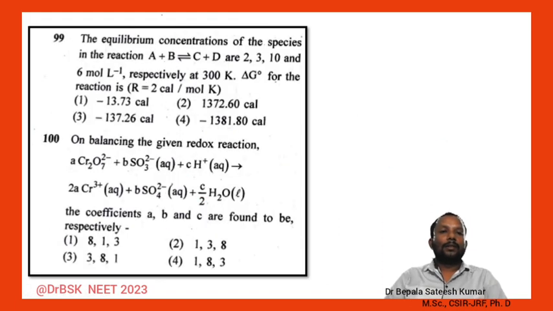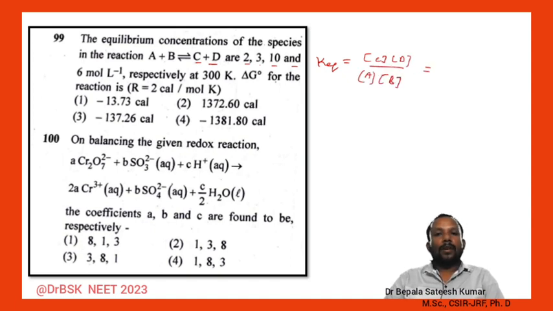Now coming to the next question. The equilibrium concentrations of species in the reaction A plus B gives C plus D are given as 2, 3, 10, 6 respectively, at 300 K, and we need delta G. The equilibrium constant is the concentration of C times the concentration of D divided by the concentration of A times the concentration of B. So 10 into 6 by 2 into 3, we will get 10. So the equilibrium constant is 10.